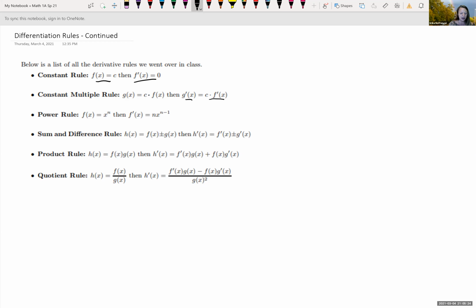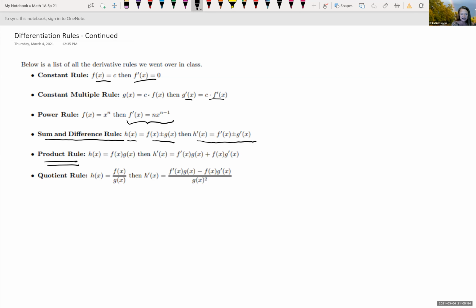We looked at the general power rule: f of x equals x to the n, n being any real number. Then when we take the derivative, we bring down our exponent times x and subtract 1 from that exponent. We looked at the sum and difference rule. If we have h of x as f of x plus or minus g of x, then the derivative of h of x is just the derivative of the first function plus or minus the derivative of the second function. That did not happen for the product rule.